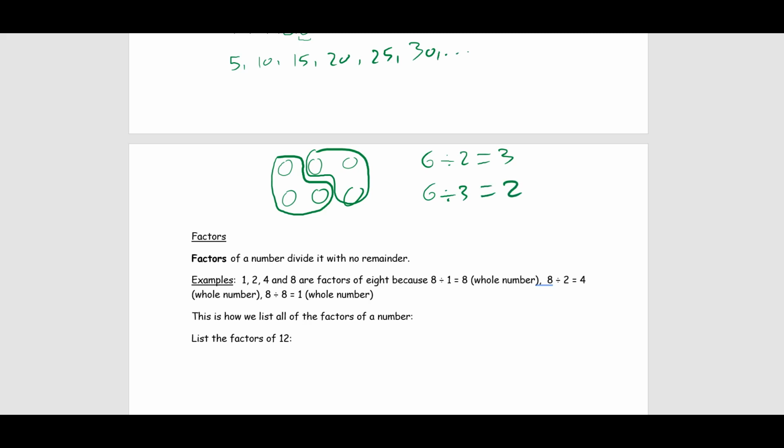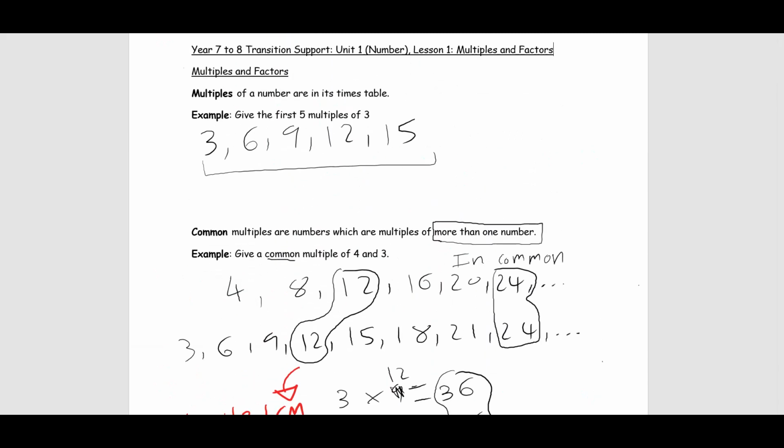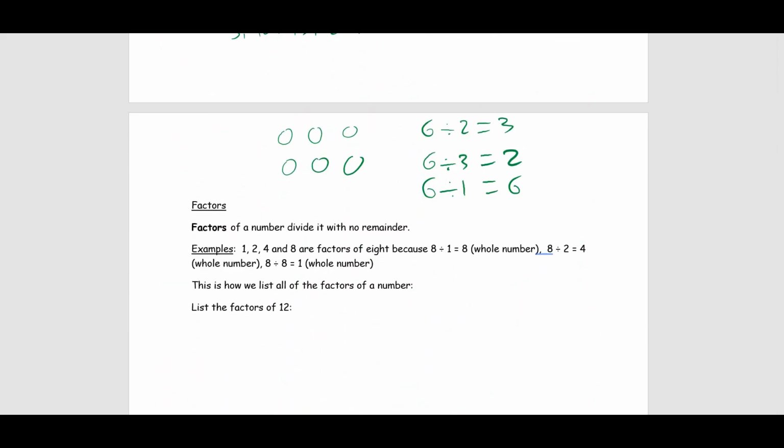We could also, and this is probably the easiest case, divide them into groups of 1. We have 1, 2, 3, 4, 5, 6 groups of 1. So we can say 6 divided by 1 is 6 because we make 6 groups out of it. Finally, we have our 6 sweets, which is the same as saying that there's one group of 6. So we can say 6 divided by itself is 1.